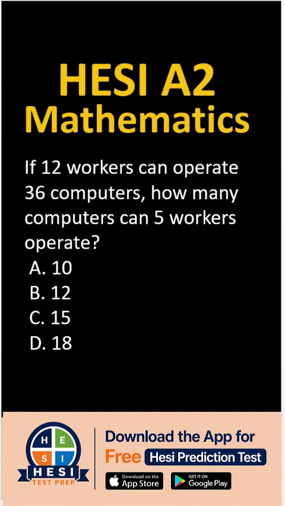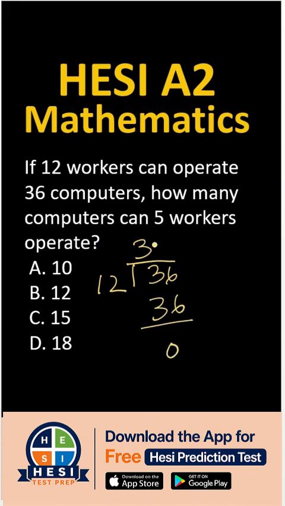The question asks here, if 12 workers can operate 36 computers, how many computers can 5 workers operate? So let's find how many computers can be operated by a single worker. So for that, we divide 36 by 12. We know 12 threes are 36. So that means one worker can operate 3 computers. So 5 workers can operate 5 times 3 equals 15 computers. So the correct answer is option C.